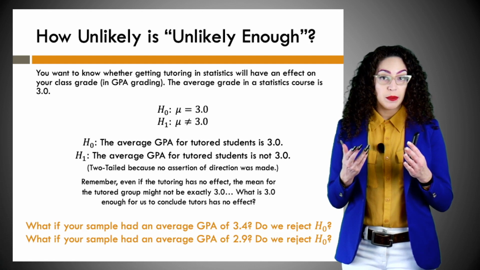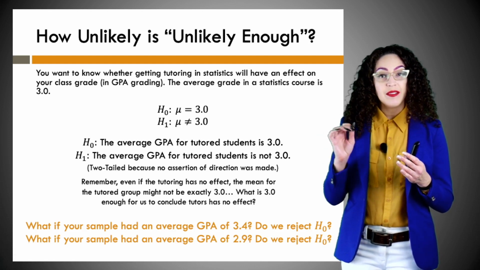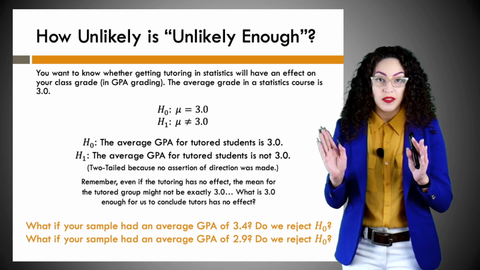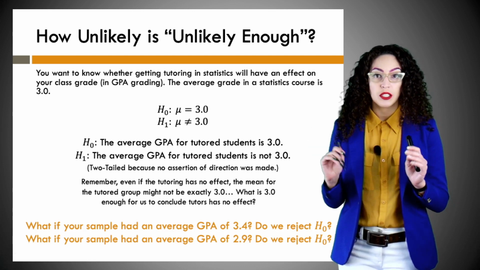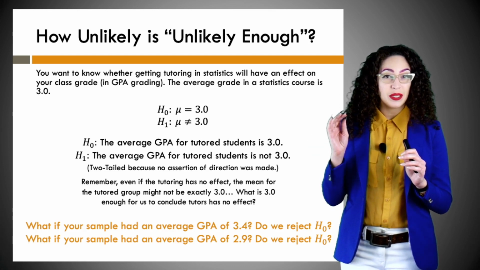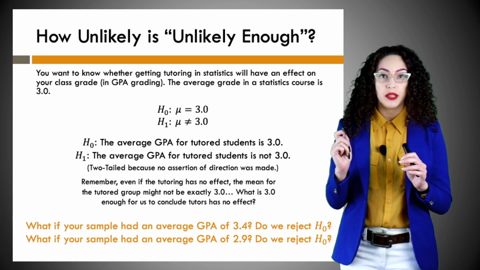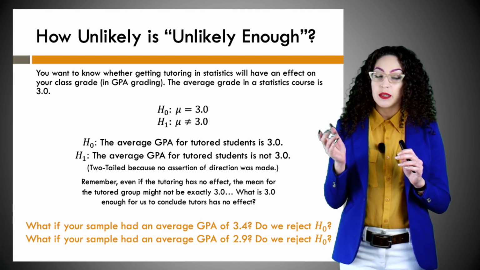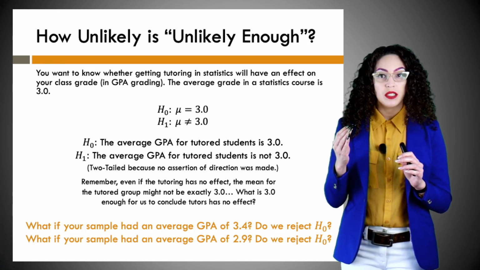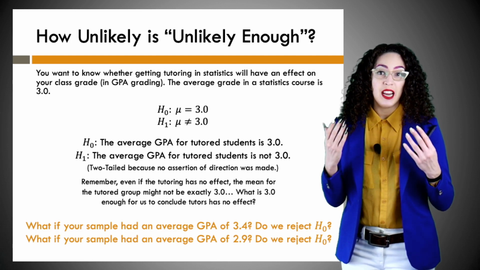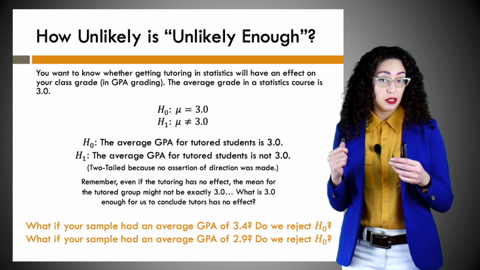Using what you know about sampling, remember that even if the tutoring has no effect, that tutoring does not change your grade whatsoever, do you think that your sample mean will be exactly 3.0? No, there's going to be some variation. So we want to know, what is 3.0 enough for us to conclude that tutoring has no effect?